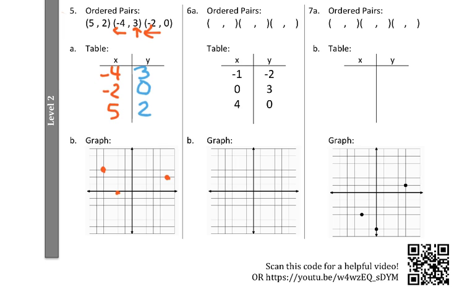Number 7, I'm going to start by writing the ordered pairs. And so we're going to just kind of count it out. If we start at the origin, right there.